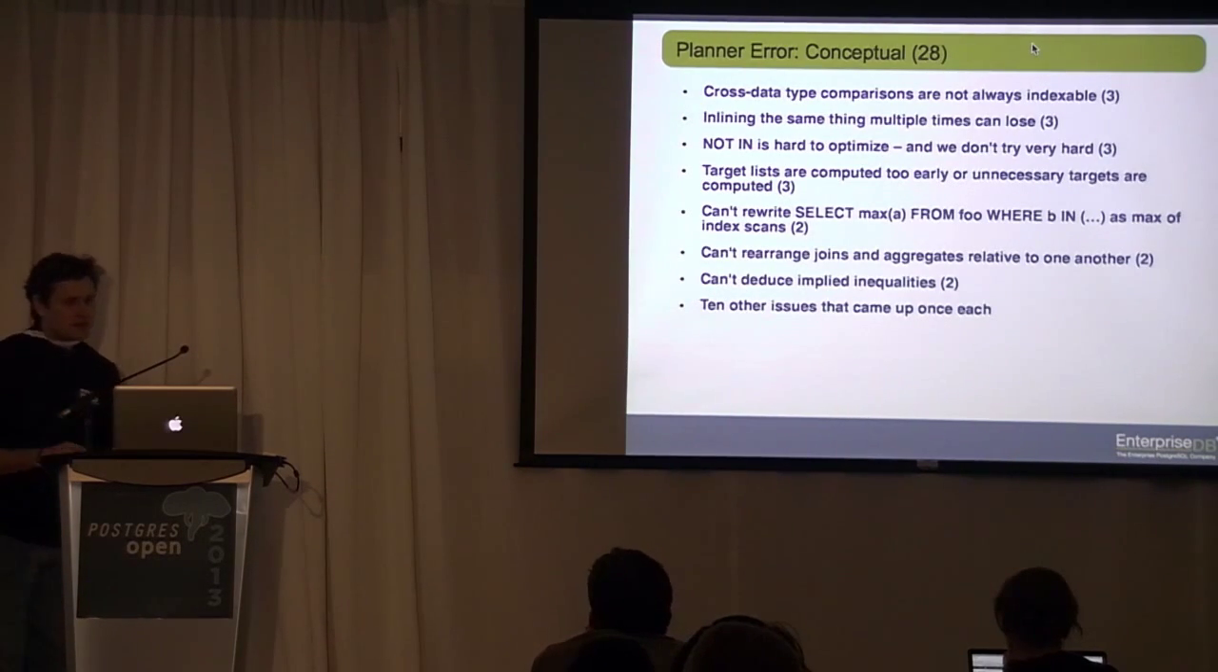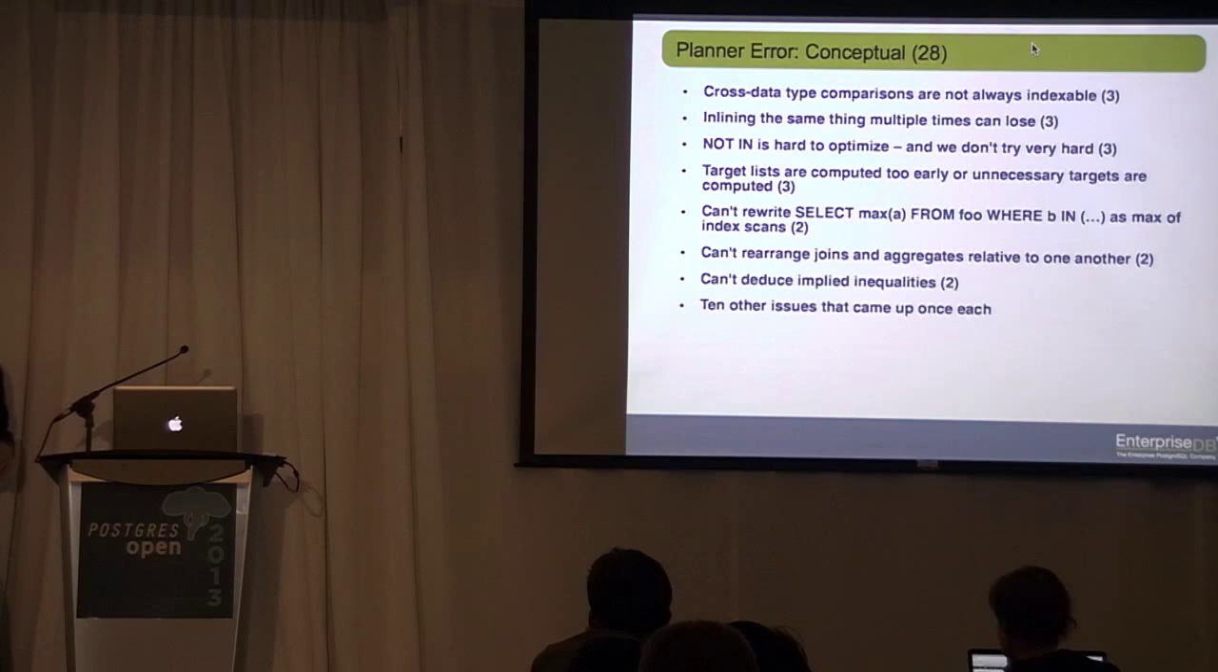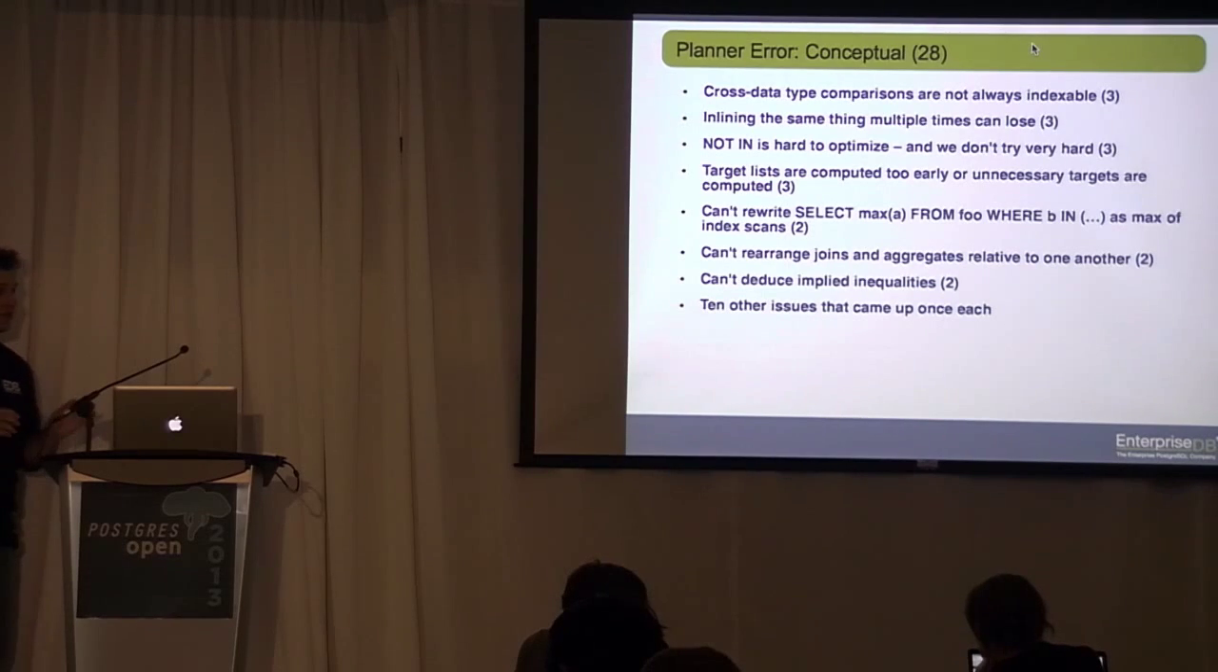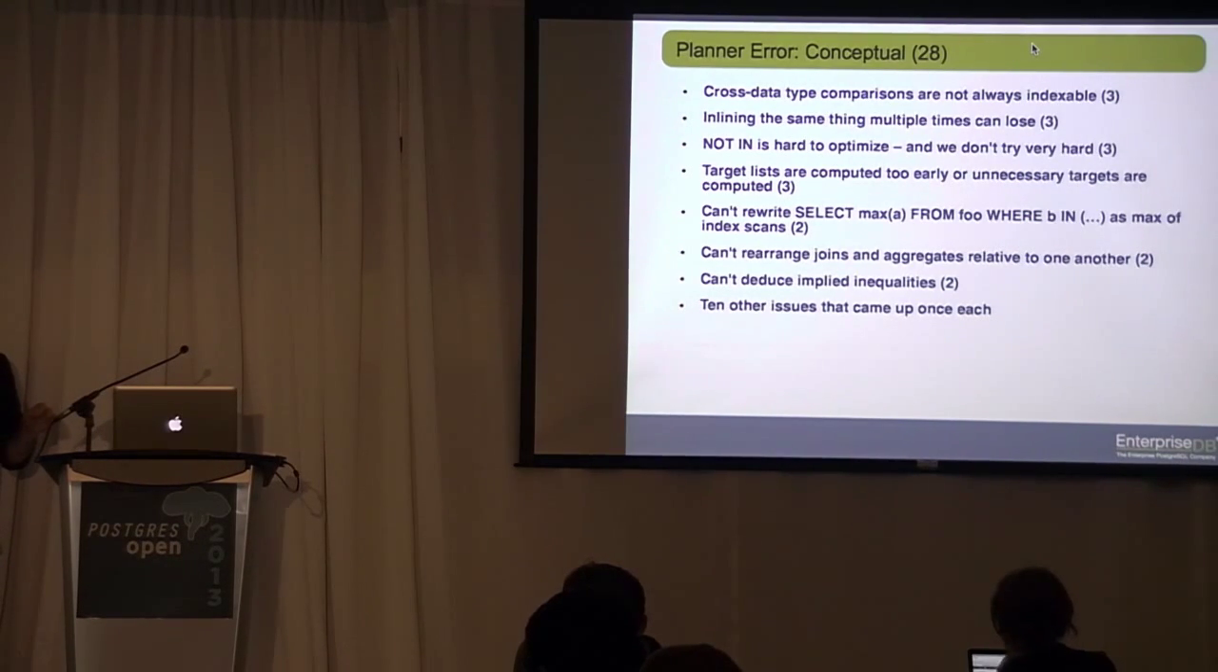And another problem in this area is sometimes the target lists, the final outputs of the query, are computed too early, or there are unnecessary targets that we compute that we don't actually end up needing. This tends to happen with complex combinations of views and with queries and other stuff where, in theory, if you were careful enough about tracing everything through, you would find, oh, we don't really need that column, or oh, we don't really need that expression. Generally, we're actually pretty good at this. There's only 3 errors in this category. But there are cases where you can do things that are sufficiently strange that you defeat the limited intelligence of the planner in this area.